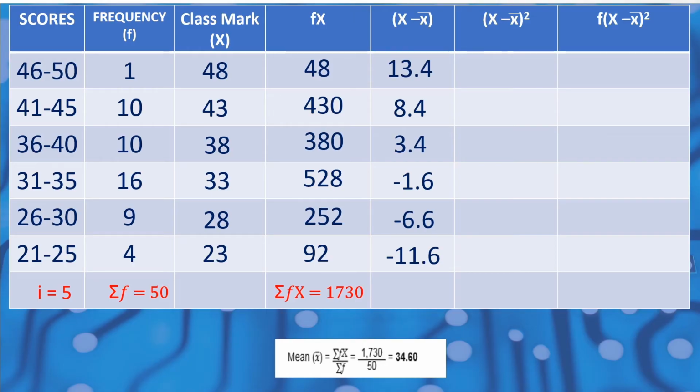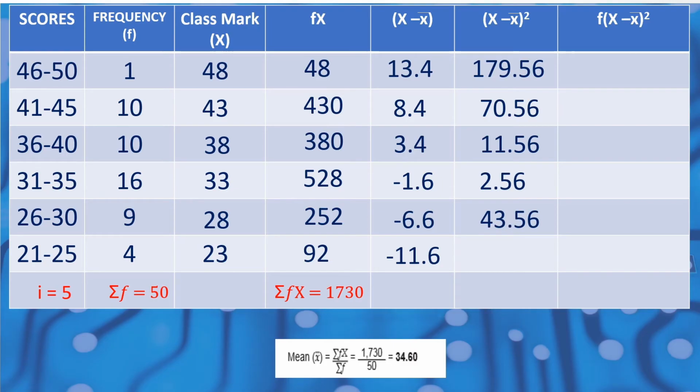Next, we will get the square of the quantity x minus x bar, which is equal to 13.4 times 13.4. You will get 179.56. 8.4 times 8.4 is equal to 70.56. The next one is 11.56. The next one is 2.56. Next is 43.56. And the last one is 134.56.